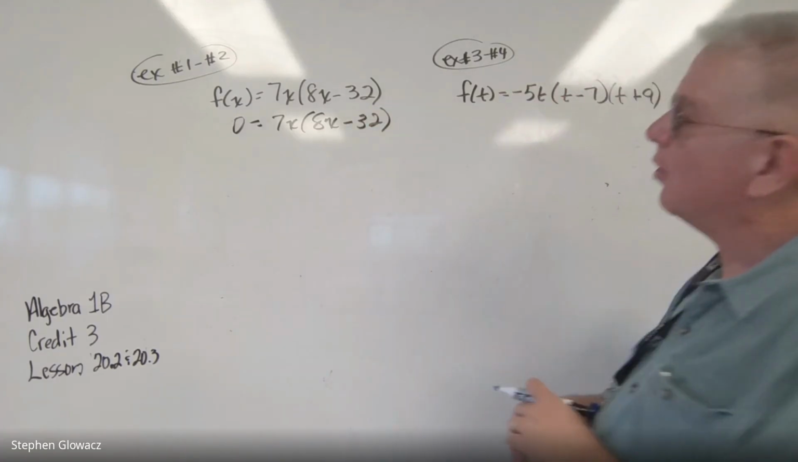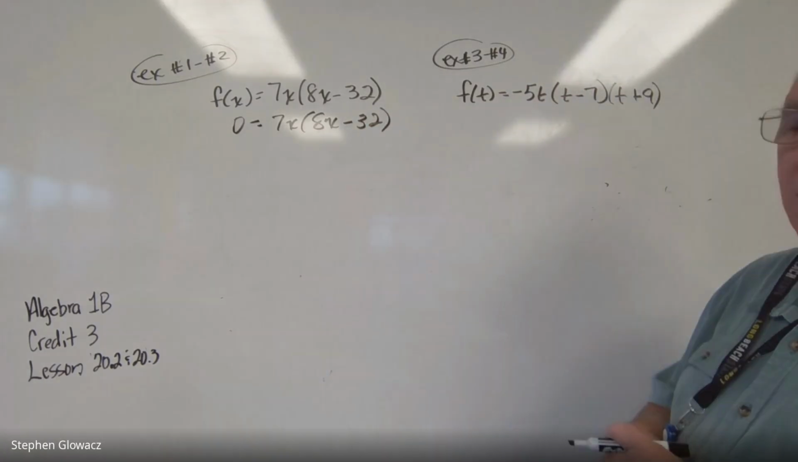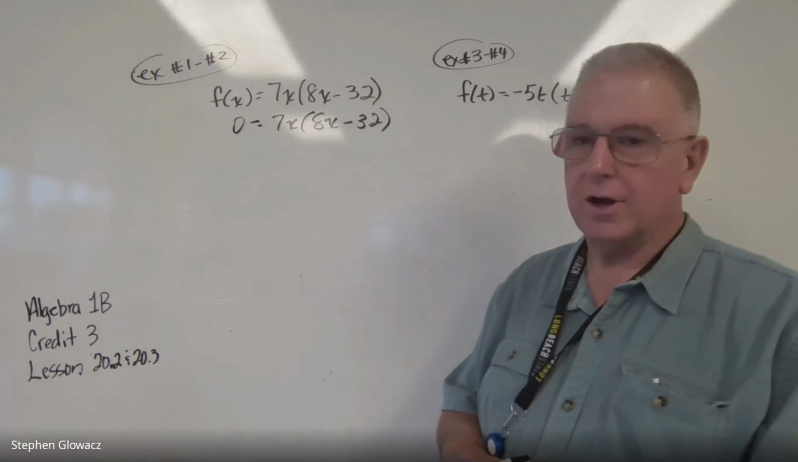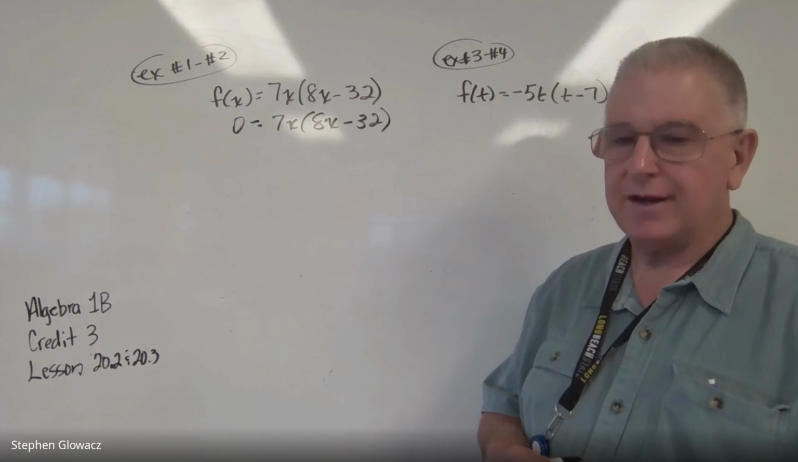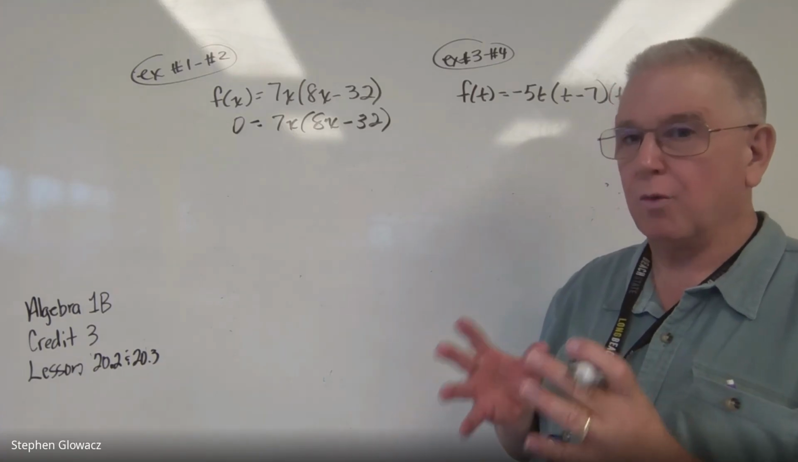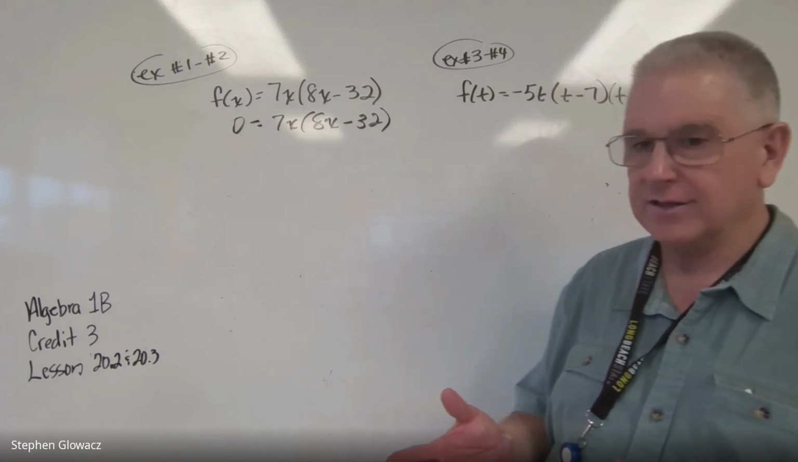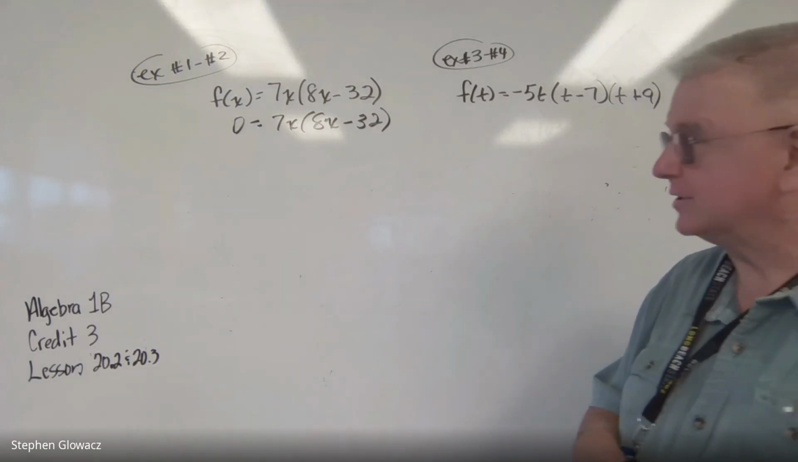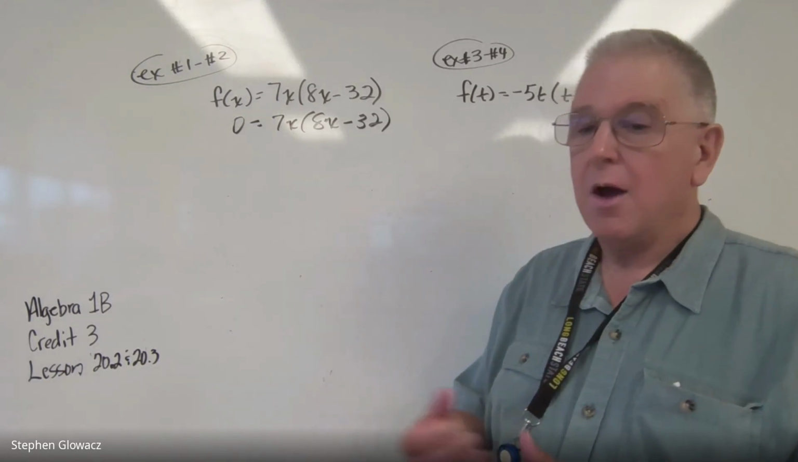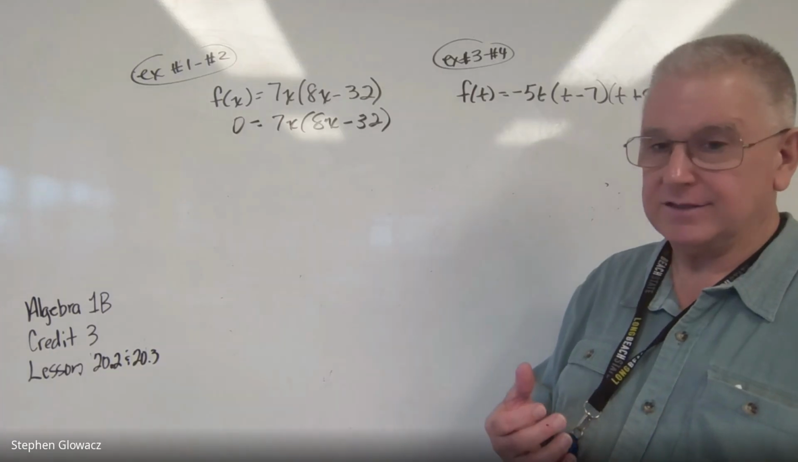All right, so when we're multiplying and get 0 for an answer, the only way for that to happen is if one of the numbers or one of the terms that you're multiplying is 0. That's the only way to get 0 for an answer, is if at least one of the terms is 0. It's okay if both of them are 0, but at least one of them has to be 0.